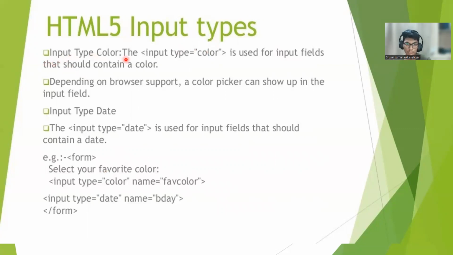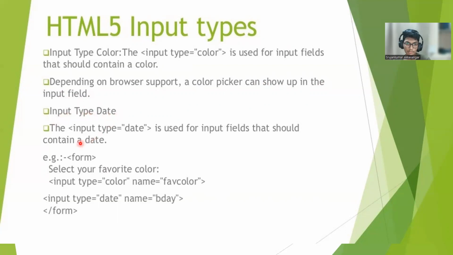Another input type is color. You can specify the color you want for the input type, like input type equal to color. It is used for input fields that should contain a color. Depending on browser support, a color picker can show you the input field in that specific color.